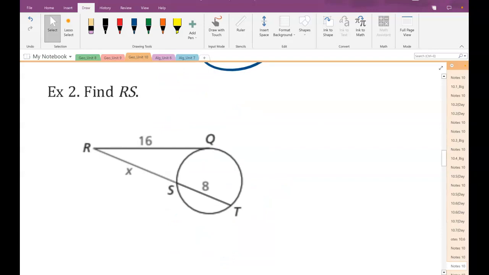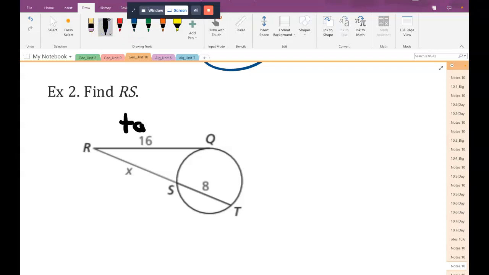So RS, we're trying to find. So from here to here, if you don't want to write out what is what, you could just label it above. You could say that right here, this is our tangent. RS is our secant segment. Then R to T is the full secant.